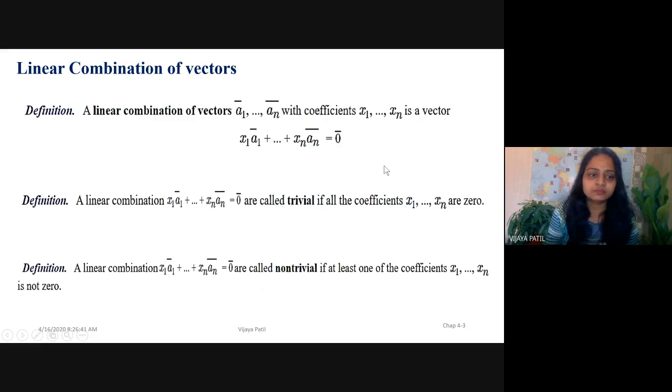After defining the linear combination, we will go for the solution. This combination is called trivial if the coefficients x1 up to xn are all zero. So we define the trivial solution when all the constants, or all the scalar multiples, are zero. And it is known as non-trivial, obviously, if at least one of them is non-zero.